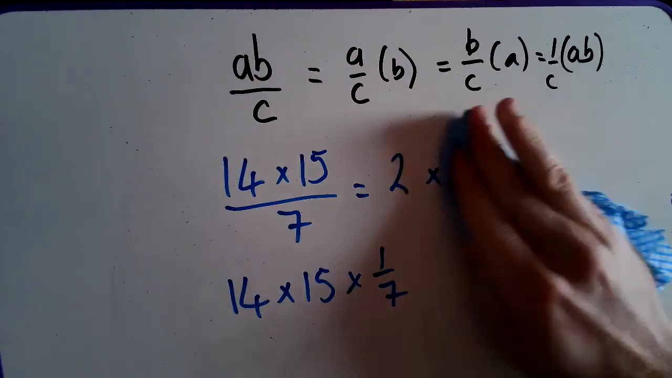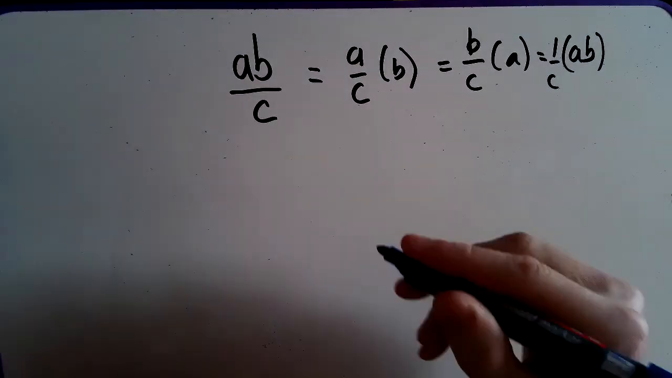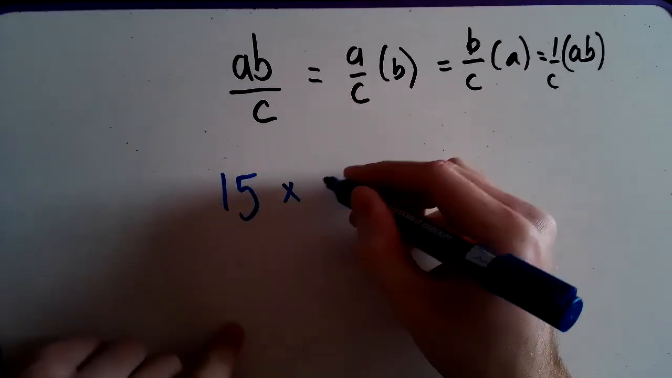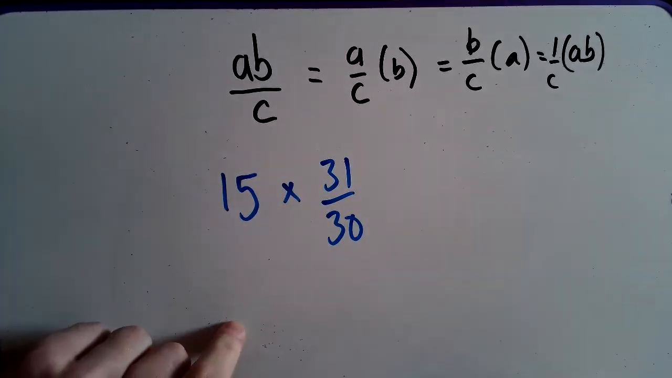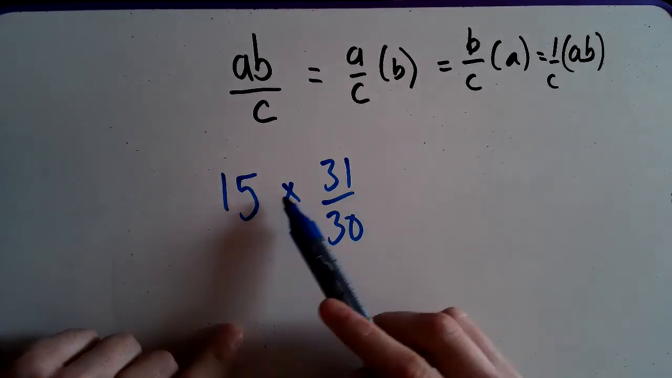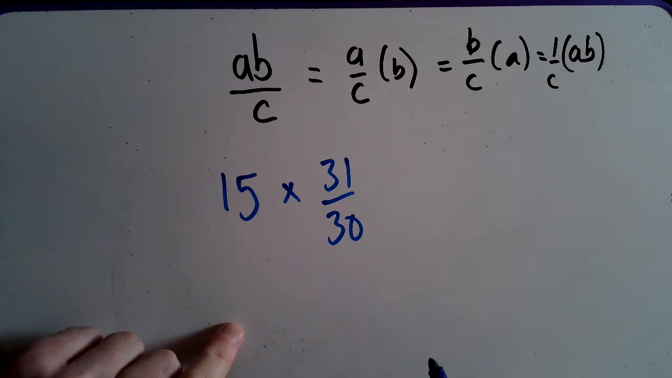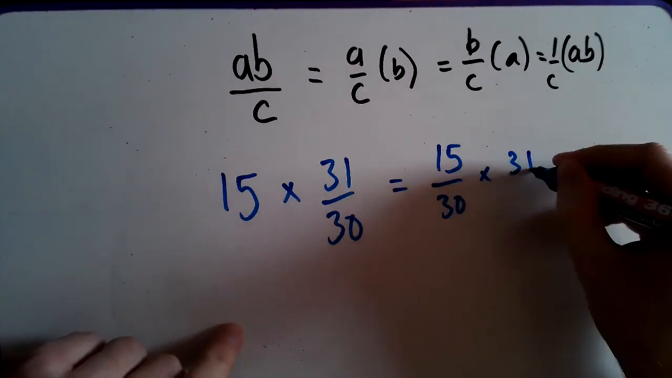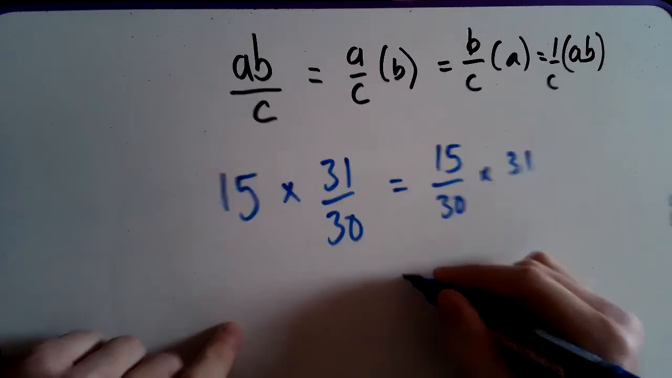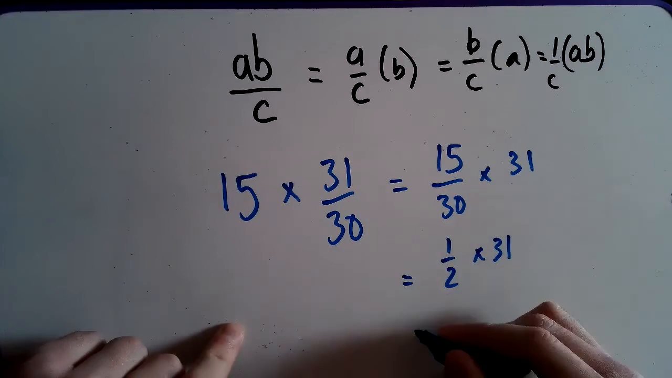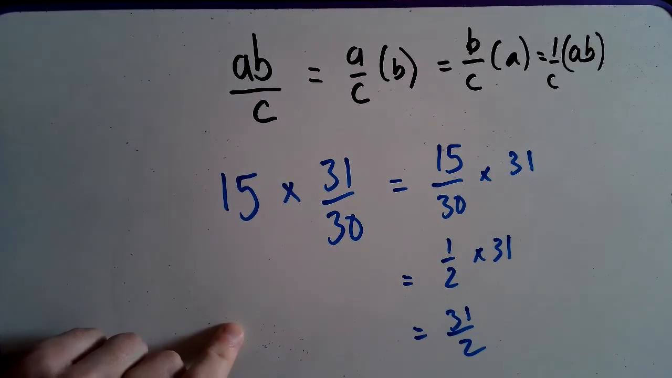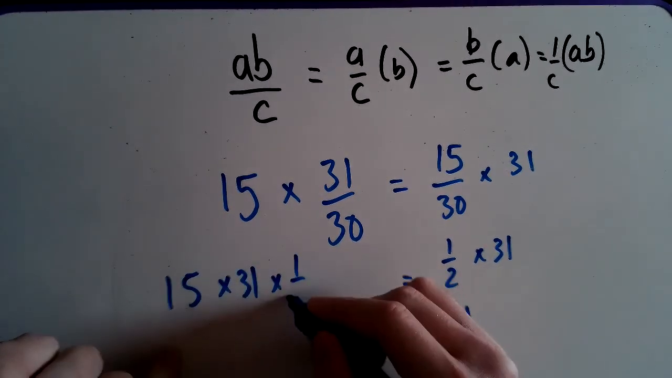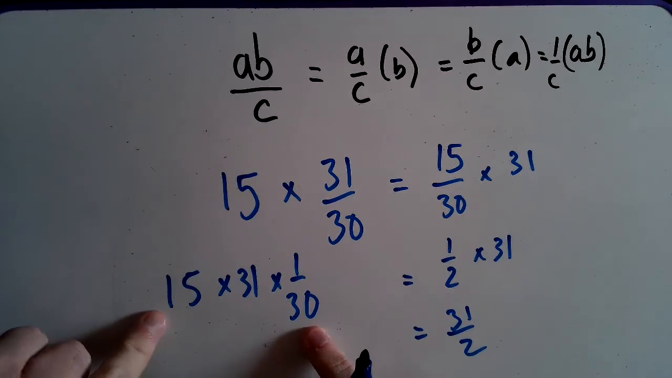And it's the same thing as stuff like this. If you have something like 15 times 31 over 30, again, you might be tempted to times 31 by 15 and put it over 30, but you can think of this as 15 over 30 times 31, and 15 over 30 is a half, so half times 31 just gives us 31 over 2. And again, that's because that's 15 times 31 times 1 over 30. So I can pair these two because they've got common factors.